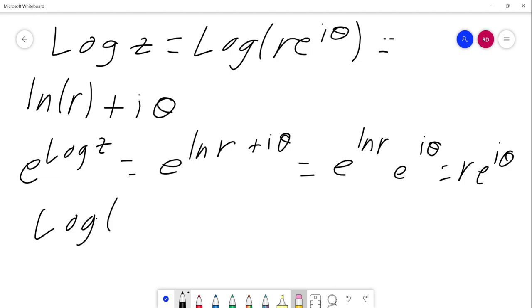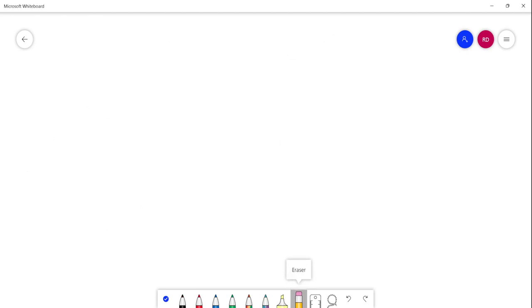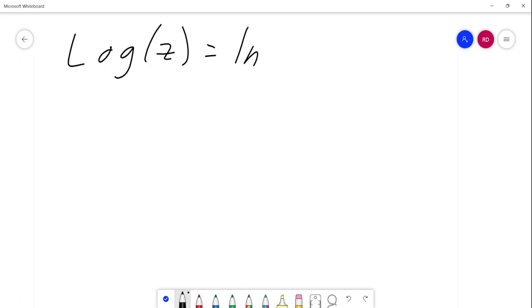Well, I don't want to do log of e to the r e to the i theta, so let's not do that. But it works the other way too. You can work it out for yourself if you like. But there are a few problems when introducing the log function. Namely, which theta do we use?